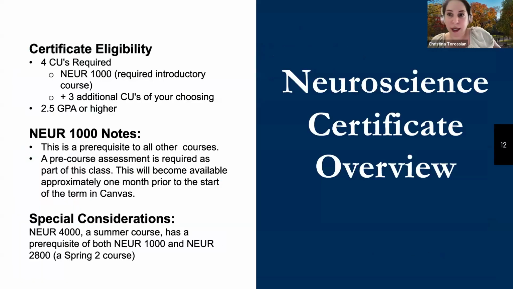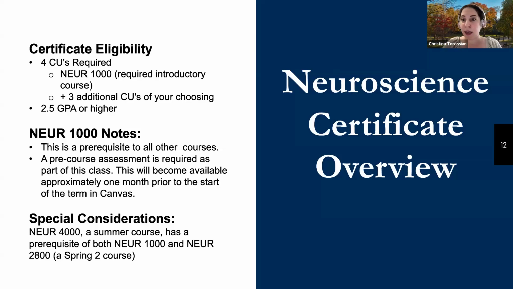For the neuroscience certificate specifically, and I know Dr. Kane mentioned this earlier, but just to re-emphasize, you are required to begin with Neuroscience 1000. It's required as part of the certificate. It is also, again, the introductory course. Once you complete that introductory course, you are welcome to take any three additional neuroscience courses which interest you to be eligible for the certificate. And you also do need to obtain a GPA of 2.5 or higher.